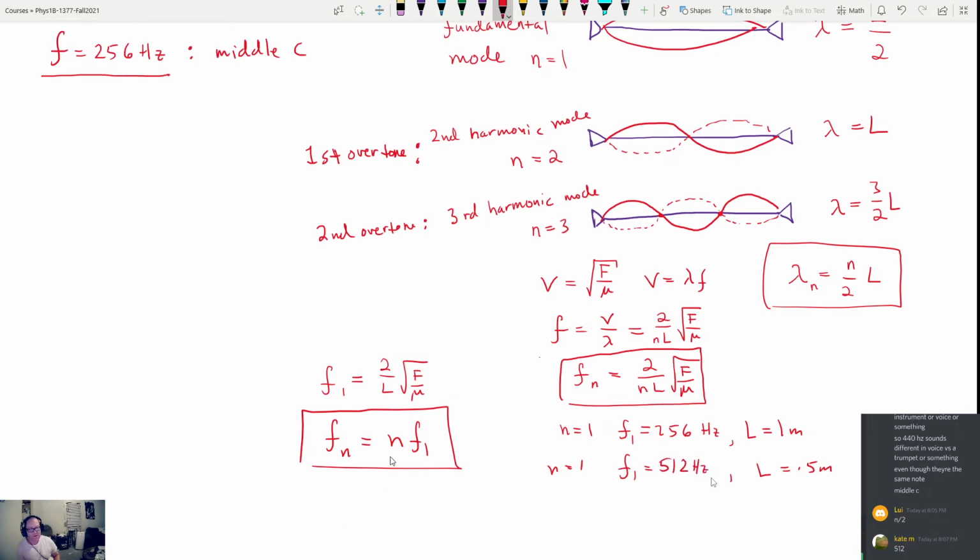Okay. Now let's turn this into something that you can even try for yourself at home if you want to. So take a string. Fishing line works really well. If you happen to have a guitar or something in your house, that will work really well too. So take a string and fix it at both ends, right? And then what you do is you pluck the string. You just pluck it.